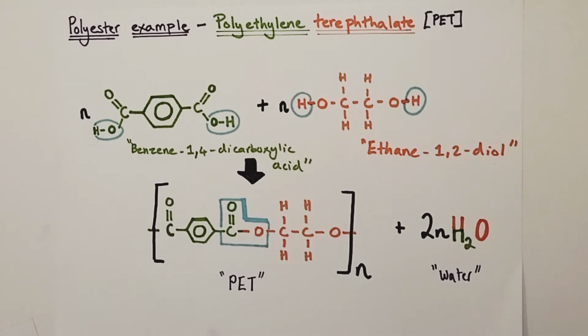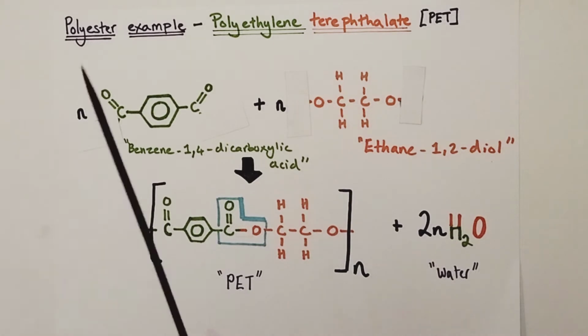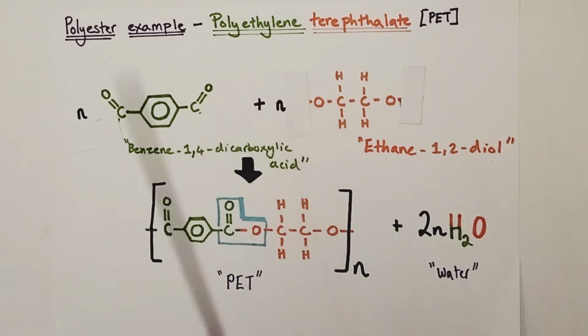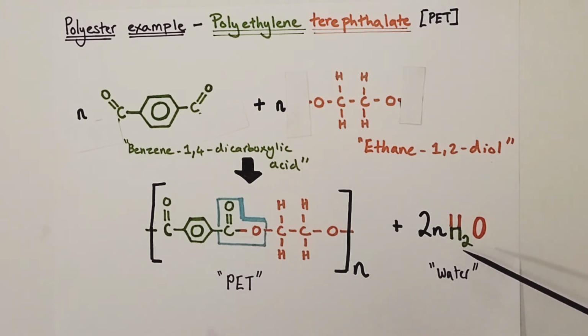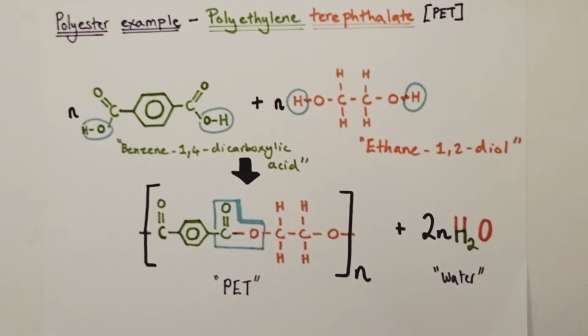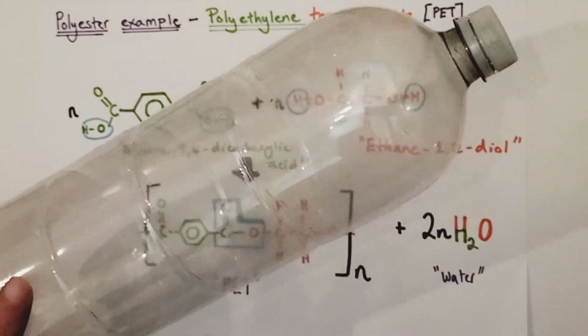Anyway, the OH groups in the dicarboxylic acid monomers and the hydrogen atoms in the diol monomers will be lost as part of this condensation polymerization reaction. The monomers will then join together to form the polymer repeating unit with the key conventions shown as before, and 2N water molecules are also removed as part of this condensation polymerization reaction. PET is used to make lightweight plastic food and drink packaging like this bottle shown here.